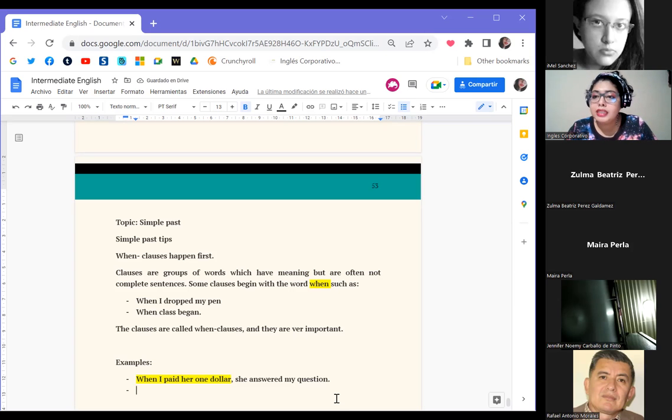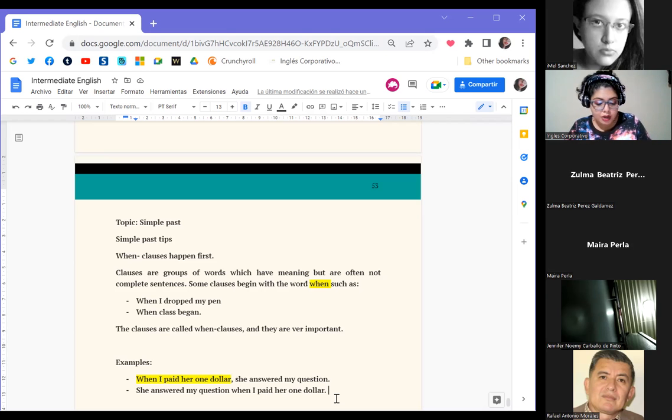Example number two. That is like the same sentence, but in this case, we're going to change the order of the two sentences or the two phrases. And it says, she answered my question when I pay her $1. So in that case, we are not going to use a when clause because in the last one, we have the complete sentence without a comma. So in that case, it is one sentence, just one sentence. But in the first one, we have two separate sentences that can function as individual, but both of them together have a complete meaning. So when clauses are important because they always happen first when both clauses are in the simple past.